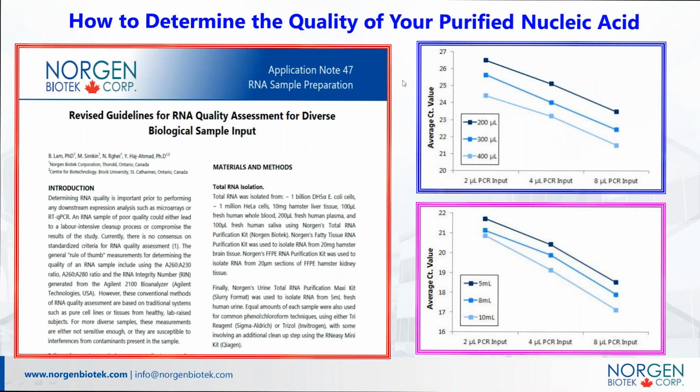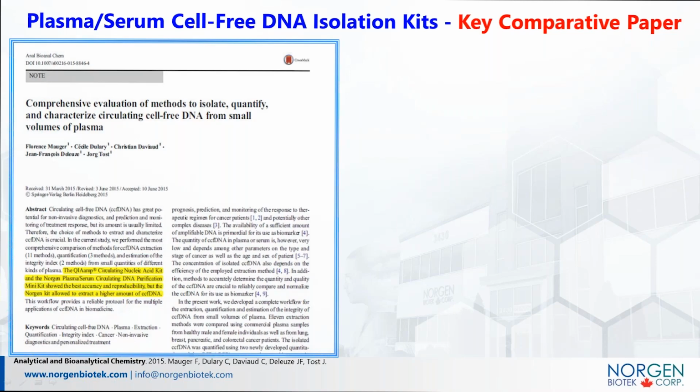So now, I would like to discuss a very good publication that was published about 3 years ago, in March 2015. It compared 2 of Norgen's kits, one in slurry format and another in column format, against 9 different methods for the purification of DNA from plasma.